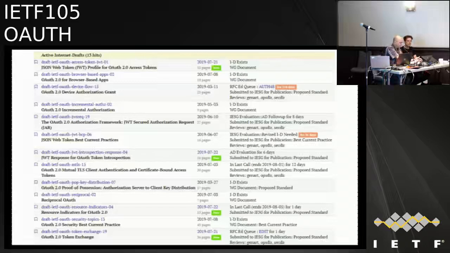Okay, reciprocal OAuth we'll talk about later on. Resource indication, I think it's in IETF last call. A security topic, we'll talk about this later on. And token exchange, same thing. I think it's IETF last call, is it? No, token exchange has progressed. It's been approved by the IESG. It's in the editor's queue. Ah, okay, it's quite close. Okay, awesome. Good. Thank you.